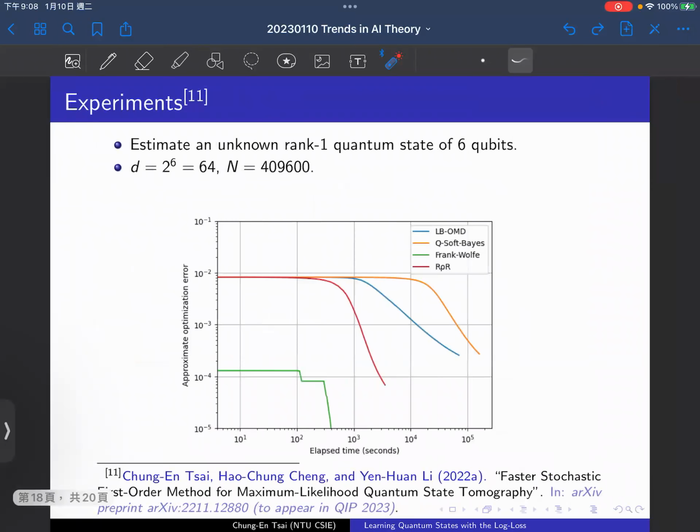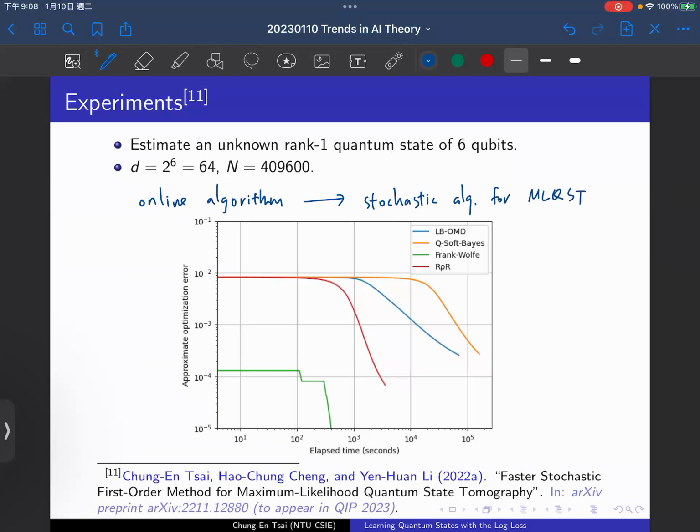And there will be no proof. Okay, so these are some experiments. We have said that we can turn an online algorithm into a stochastic algorithm for MLQST. So this is the numerical experiments.